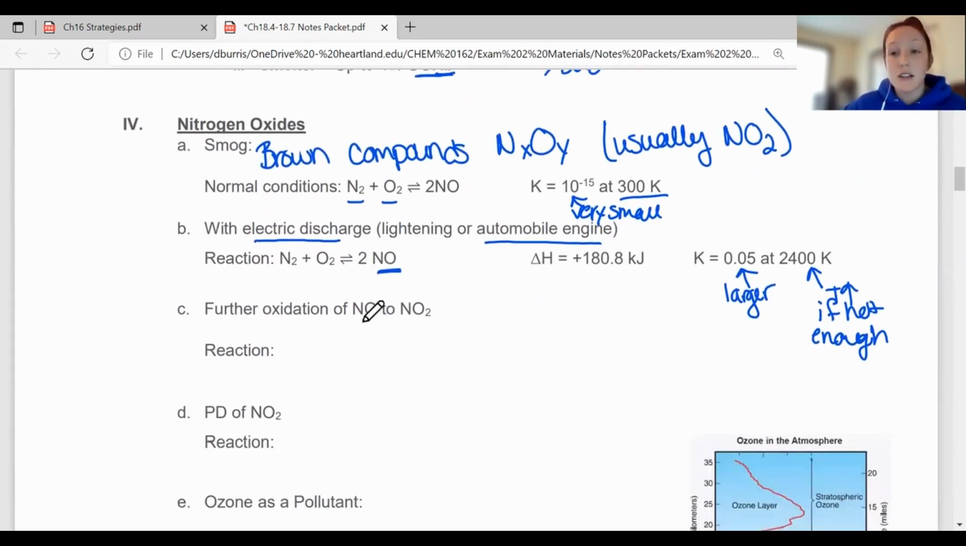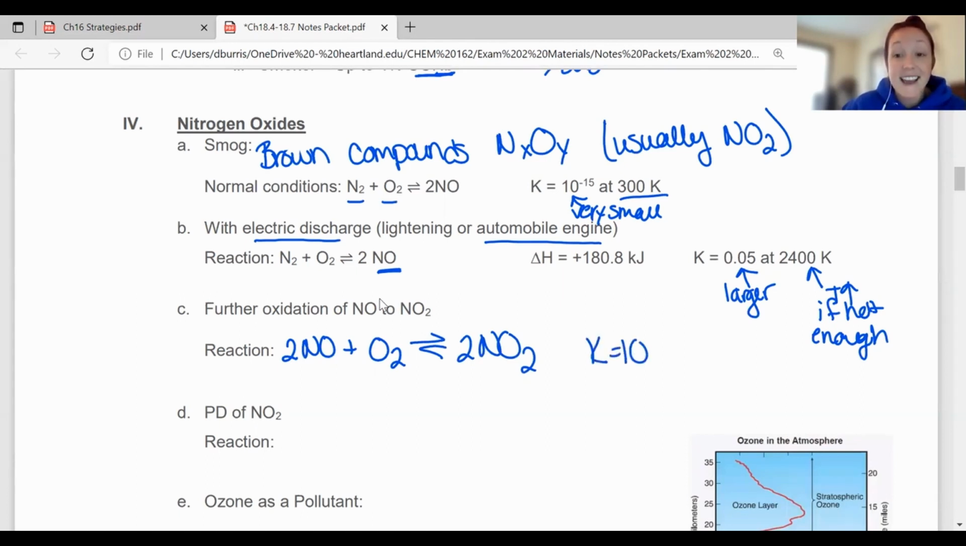A reaction nitrogen monoxide does is it'll react with O2. So this is another reaction that can happen. 2NO can react with oxygen, and this is how we get all of this brown stuff, this 2NO2. This K value is 10 to the 12th, which is huge, and that's at 300 Kelvin. That's at a normal temperature.